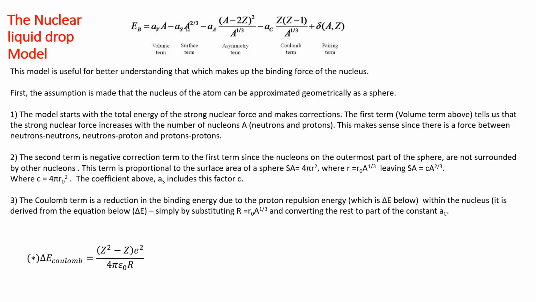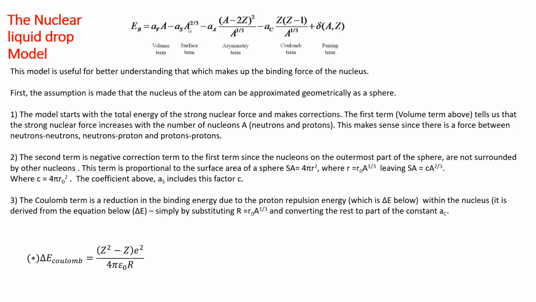The next term is a negative correction to the first term, since the nucleons on the outermost part of the sphere are not surrounded by other nucleons. This term is proportional to the surface area of the sphere. This is just a constant. But how did we get A to the 2/3?